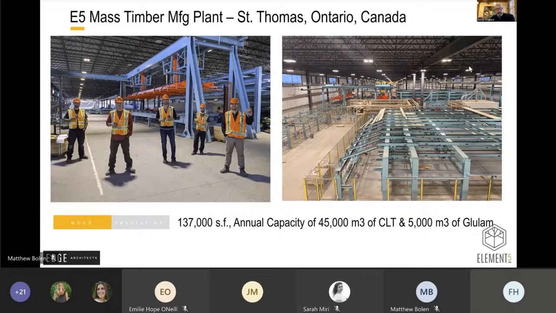We have a capacity to produce 45,000 cubic meters of CLT and 5,000 cubic meters of Bolen. Just to put that in perspective, we have the capacity to produce about 20-story buildings per year, so quite significant capability, and very pleased that all of the wood that we're providing in our buildings is sourced from Ontario Forest. Next slide, please.